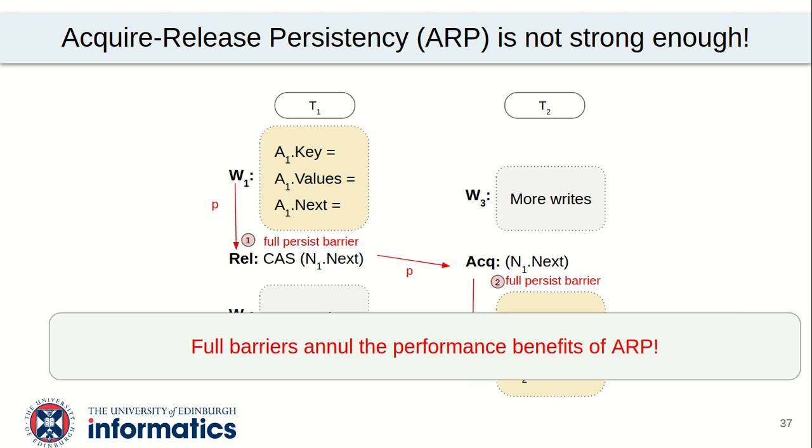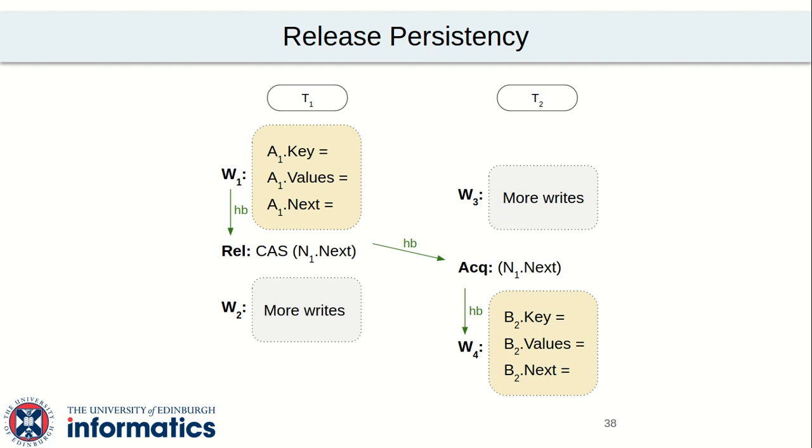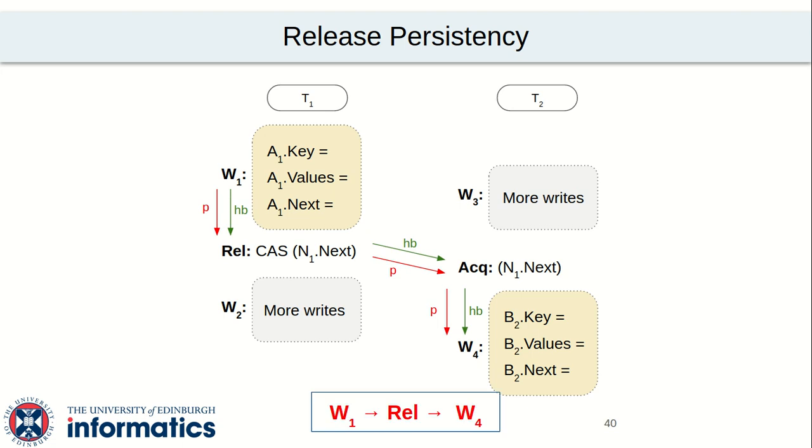These two-sided full barriers, however, annul the performance benefit of ARP and its one-sided barriers. Therefore, we propose strengthening of ARP to a model called release persistency, in which persist ordering mirrors the consistency happens-before ordering. This mirroring ensures the desired persist orderings, that is W1, then the release write, followed by those writes after the acquire.